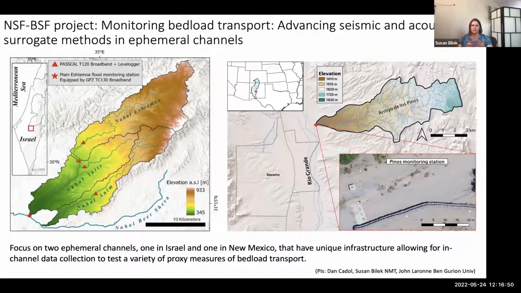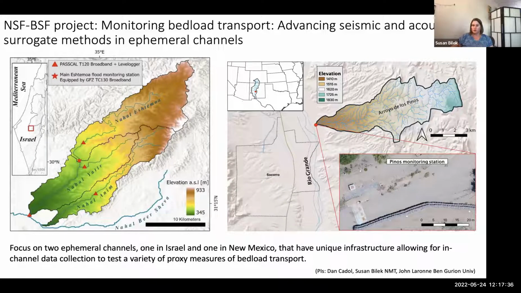So with some colleagues at New Mexico Tech and at Ben-Gurion University in Israel, we have a recently funded NSF-BSF project that seeks to add a lot more data to this problem in two ephemeral desert channels, one in Israel, shown on the left, and one in New Mexico. What makes both of these areas really good targets is that they've both been outfitted with state-of-the-art instrumentation that provides both ground truth of the bedload flux, as well as a testing ground for a host of other proxy measures. The idea is to find good proxies for bedload transport in these environments.